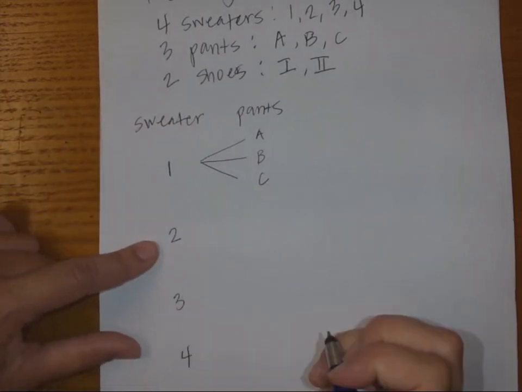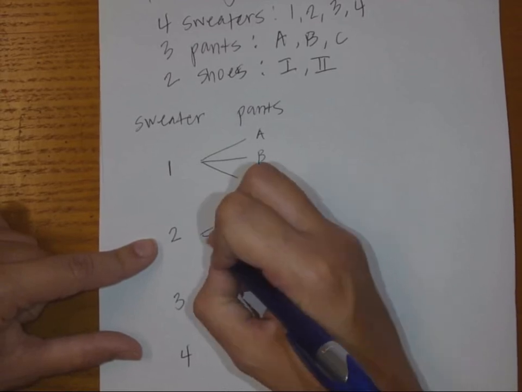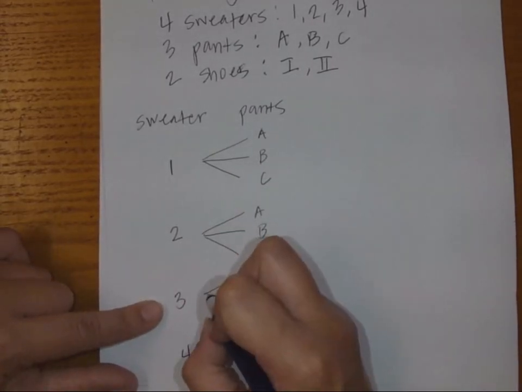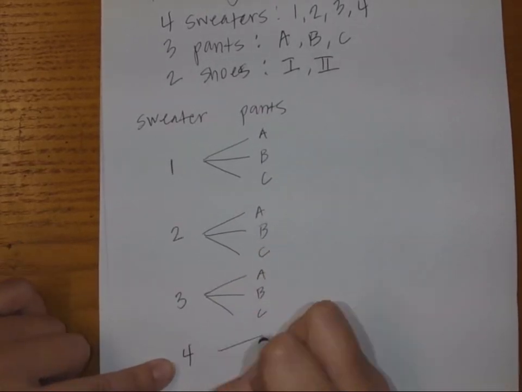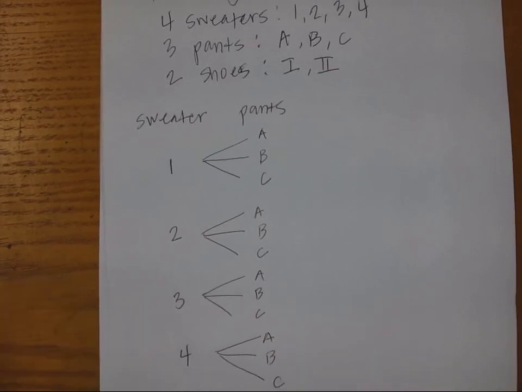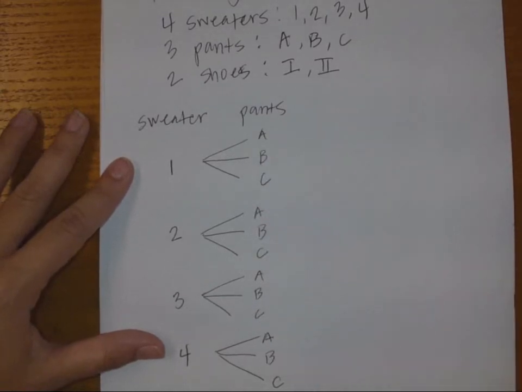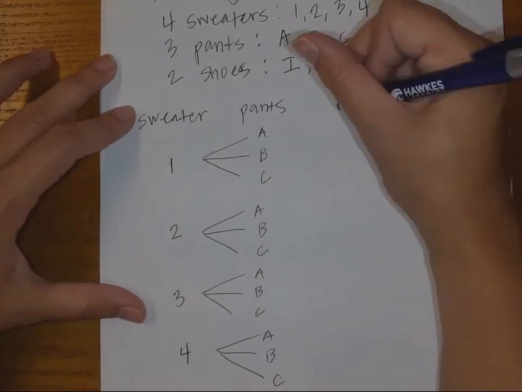I can do the same thing with sweater number 2: A, B, C. I can do the same thing with sweater number 3: A, B, C. And the same thing with sweater number 4: A, B, C. So far I have 3, 6, 9, 12 options. Okay, that's just sweater and pants though. That's not even talking about shoes.